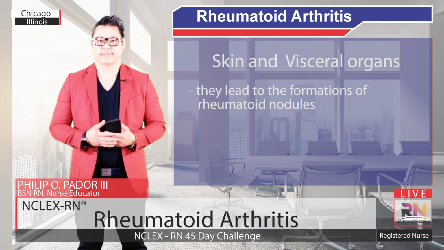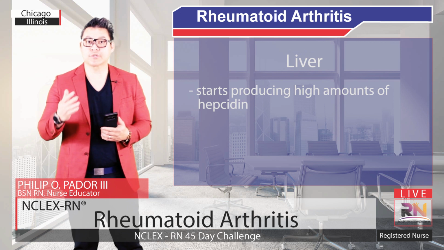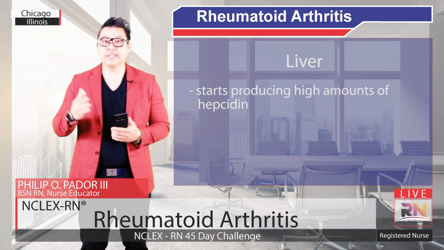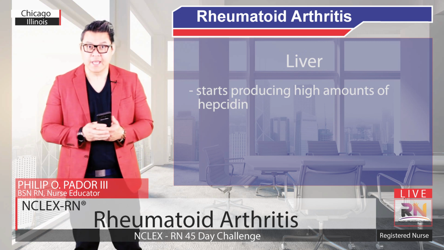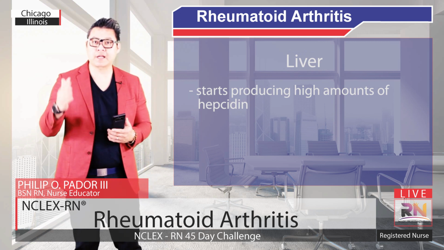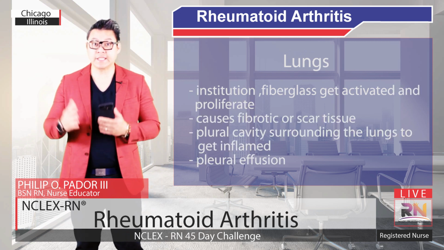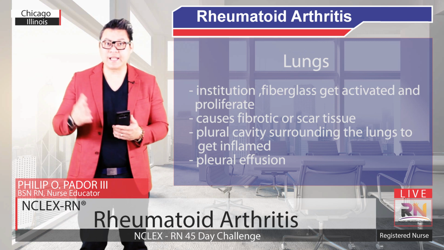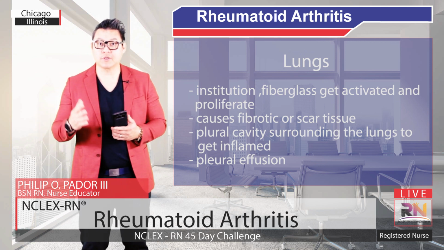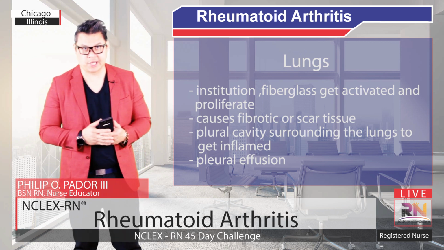In response to inflammatory cytokines, the liver also starts producing high amounts of hepcidin, a protein that decreases serum iron levels by inhibiting its absorption by the gut and trapping it in the macrophages or the liver cells. Meanwhile, within the lungs' interstitium, fibroblasts get activated and proliferate, causing fibrotic or scar tissue that makes alveolar gas exchange harder.